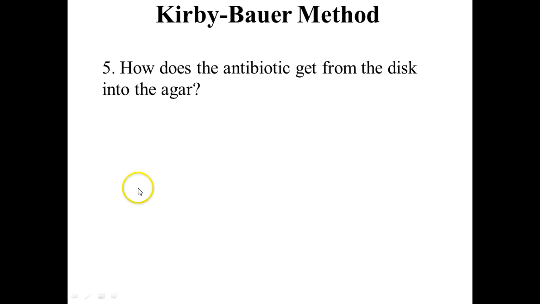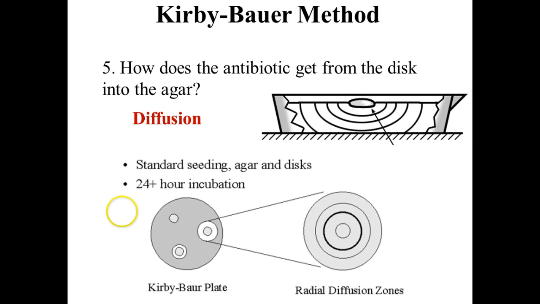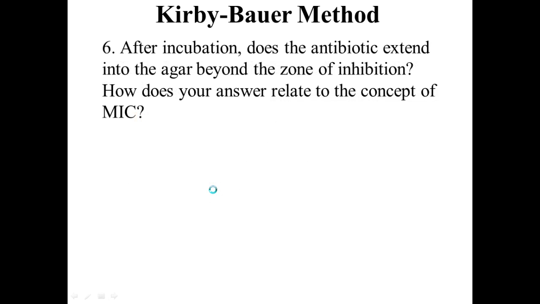And then how does the antibiotic diffuse? Remember, it diffuses out and down, right? So all those factors come into play. After incubation, does the antibiotic extend to the agar past the zone of inhibition? Does it go past where we're seeing? Yeah, it does. It keeps diffusing out, but that zone of inhibition is at the concentration in which it's still inhibiting.